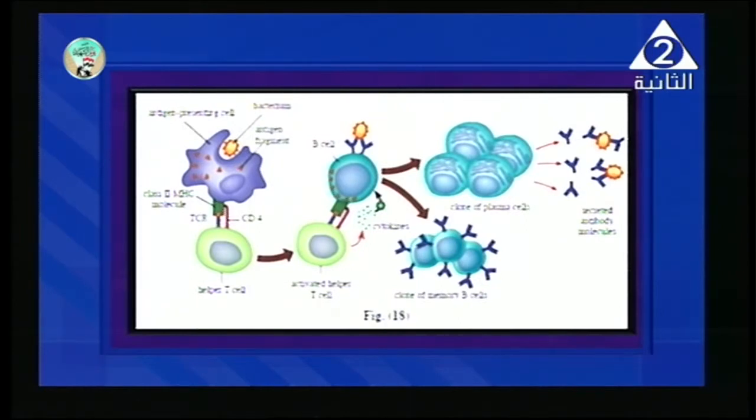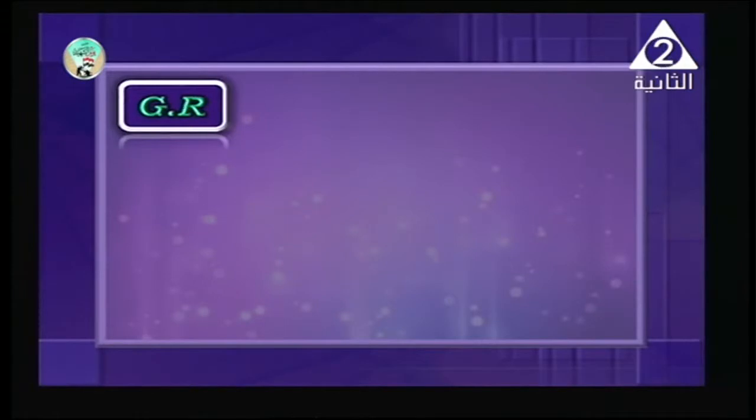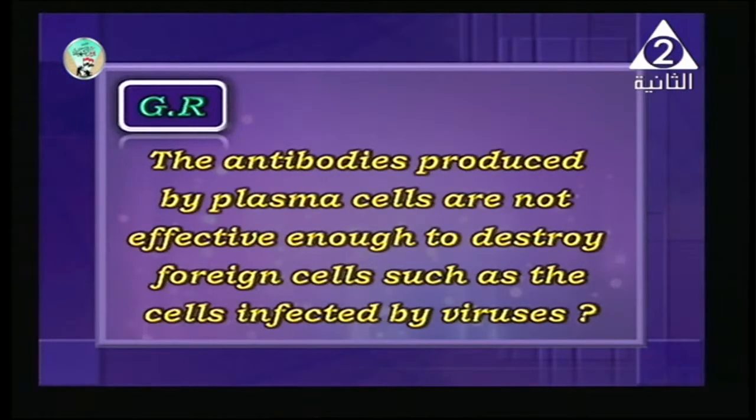Why aren't the antibodies produced by plasma cells effective enough to destroy foreign cells, such as cells infected by viruses? Again, the question here: why aren't the antibodies produced by the plasma cells effective enough to destroy foreign cells infected by viruses?